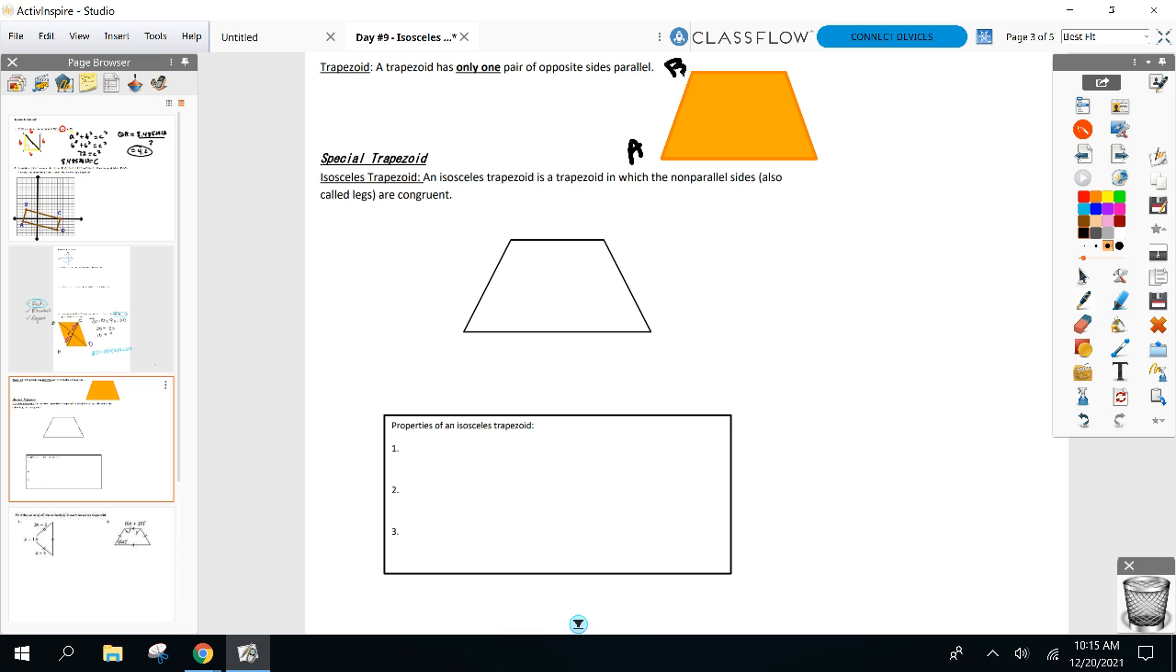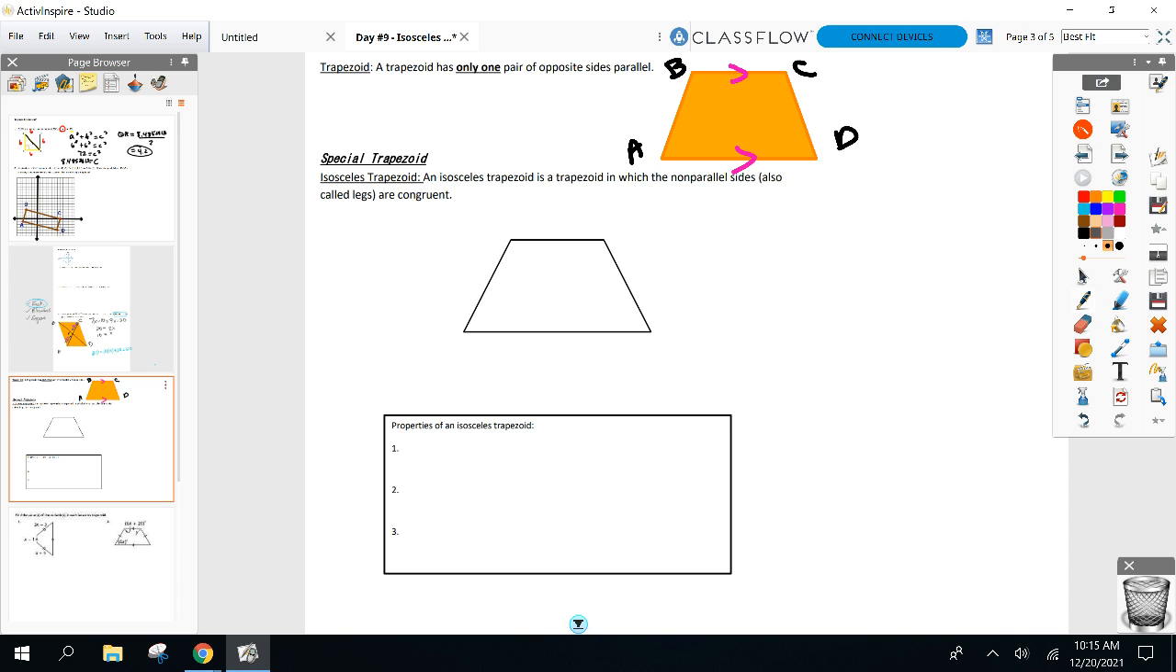So I have my trapezoid up here, A, B, C, D. Only thing I know about a trapezoid: one pair of opposite sides parallel. We're done with the discussion. So here you go. BC parallel to AD. There's no other properties of a trapezoid. That's it. One pair of opposite sides are parallel. That's it.